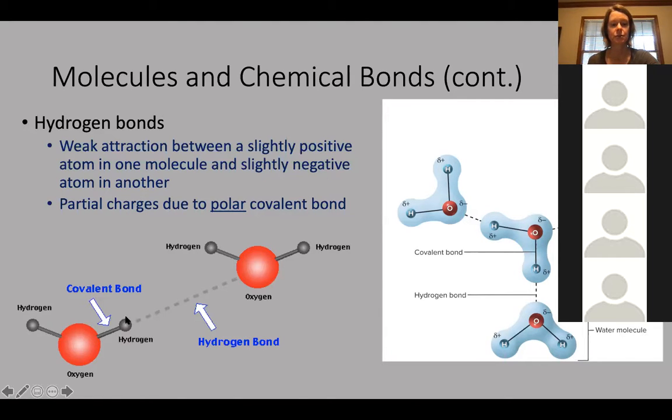And because that hydrogen now is slightly positive, maybe this diagram is a little bit better because it has the charges on here. So here we have the slight positive. I'm going over to the right.